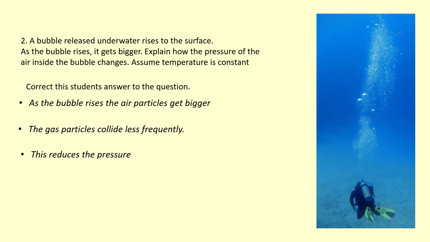In this example, we're going to look at a student's answer and try to improve it. We've got a bubble here that's released underwater and it rises to the surface. As the bubble is rising, it's getting bigger. Explain how the pressure of the air inside the bubble changes. Assume temperature is constant. So we're not interested in the water pressure. We're looking at the pressure of the air inside the bubble. Basically, at the bottom there's going to be a small bubble at quite high pressure, and as it rises, the pressure is going to decrease and the bubble is going to get bigger.